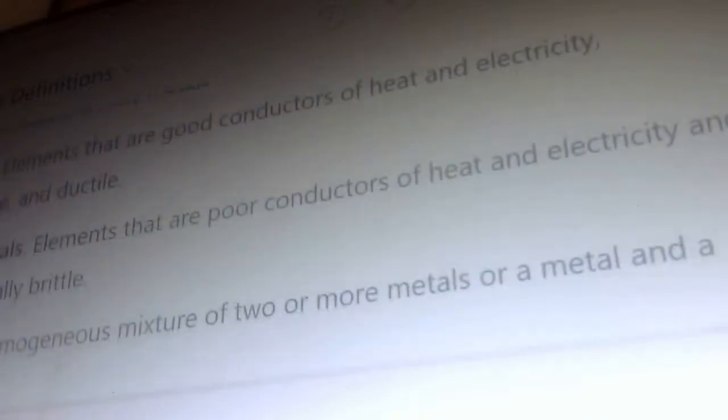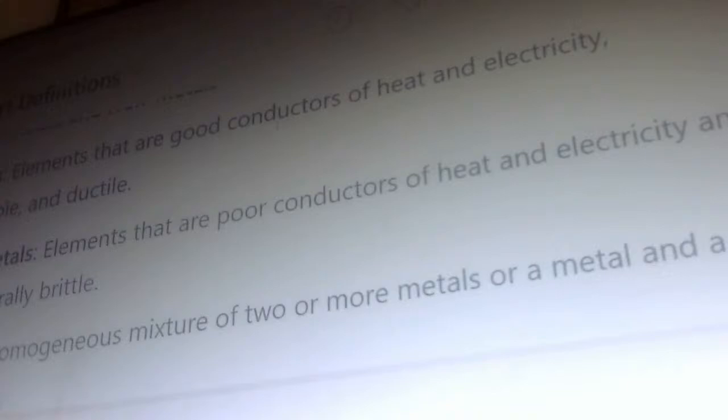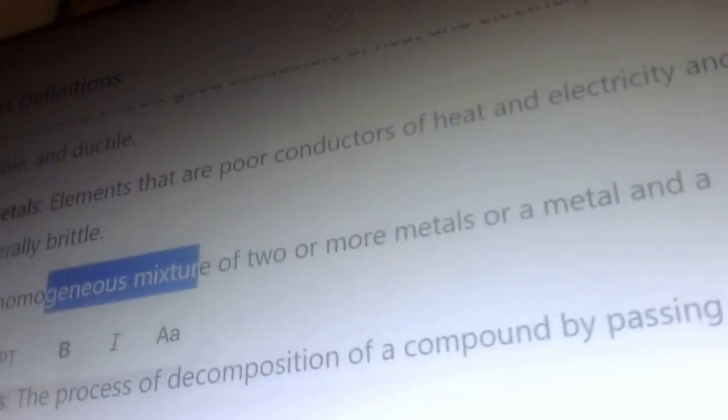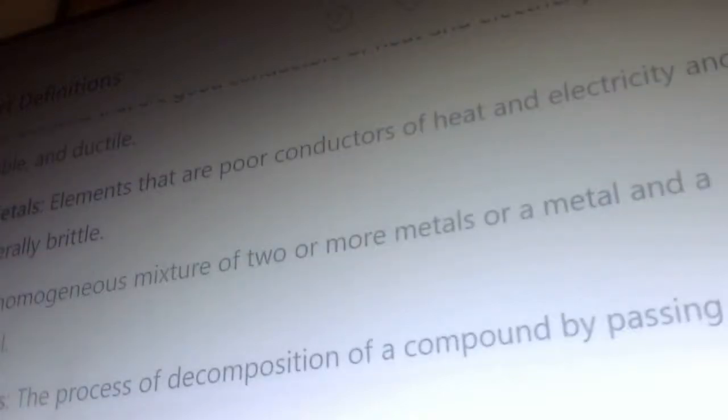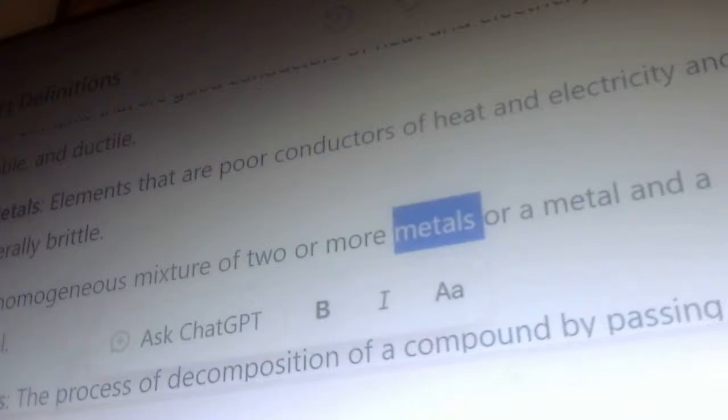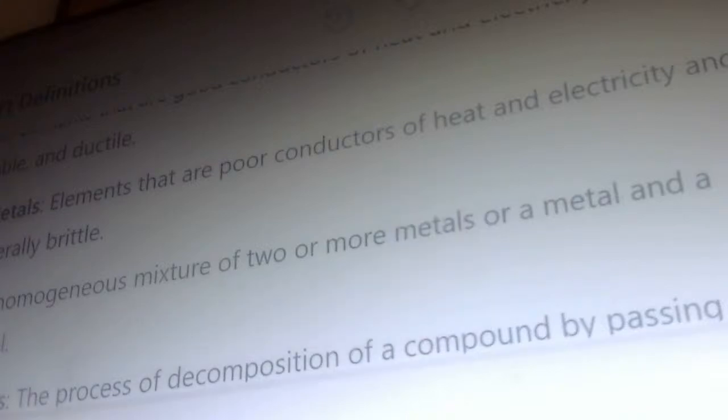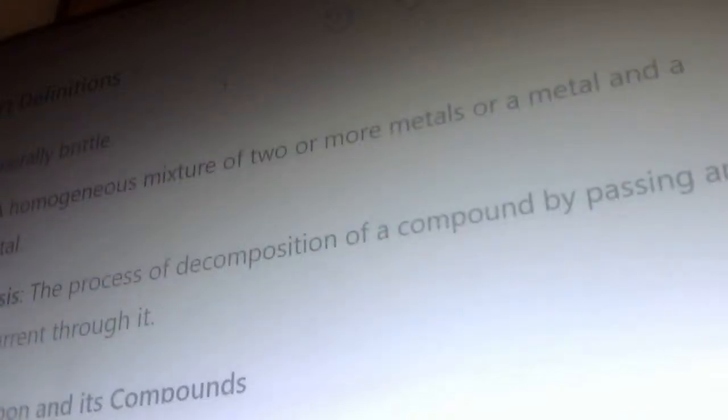Metals and non-metals. Metals are elements that are good conductors of heat and electricity. Malleable, ductile, sonorous. Non-metals are poor conductors of heat and electricity and are generally brittle. Alloy: a homogeneous mixture of two or more metals, or a metal and a non-metal.